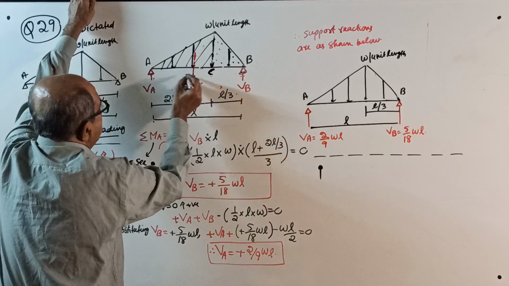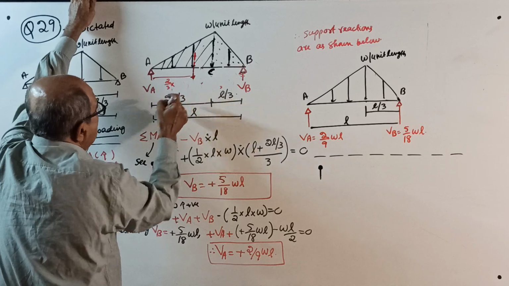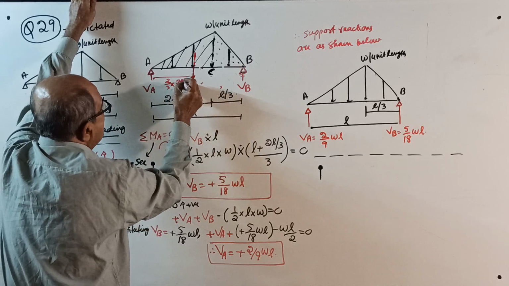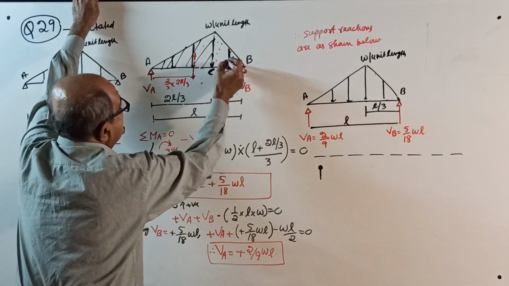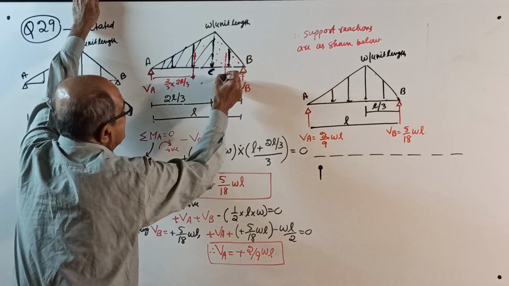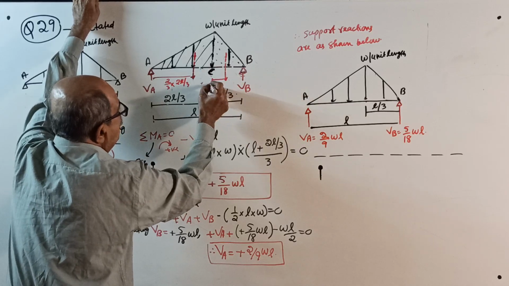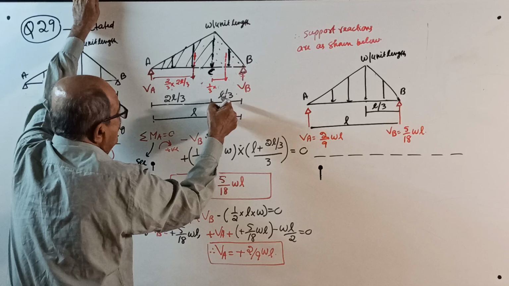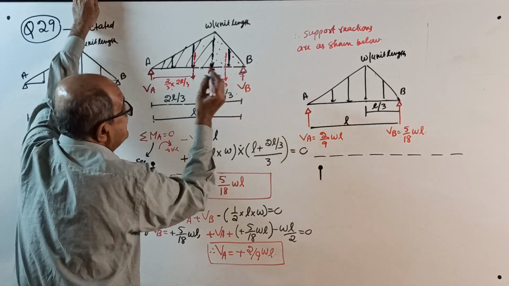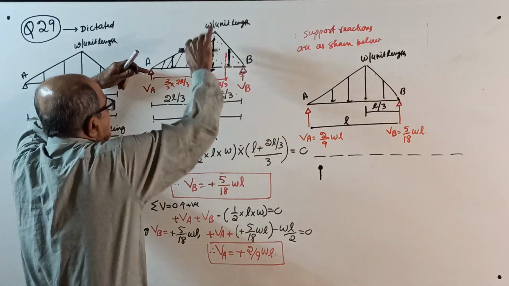First of all, I should explain. This is 2 by 3 of 2L by 3, and for this triangle, the centroid will be here. From here, it will be 1 by 3 of L by 3. Okay, write it that way. Then take moment about A, minus VB into L.